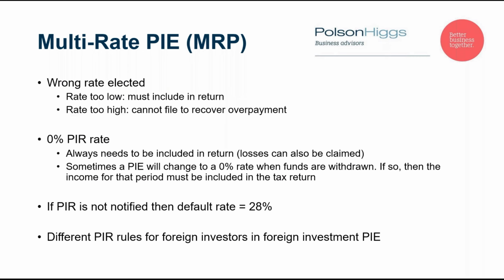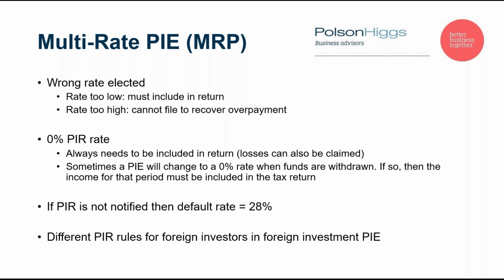So still on multi-rate PIs, picking the correct PIR is very important. If a rate is selected that is too low, then the investor will need to include this income in their tax return. This effectively means the income will be taxed at their marginal tax rate and the tax benefit of being in a PI is lost. If a PIR is selected that is too high, then it is treated as excluded income and the overpayment of tax can't be recovered. So it's quite important to get that rate right.